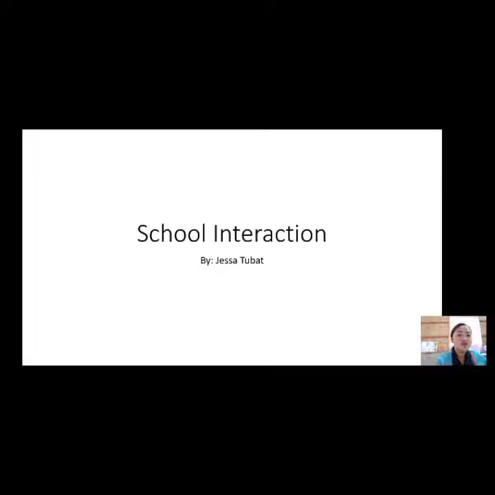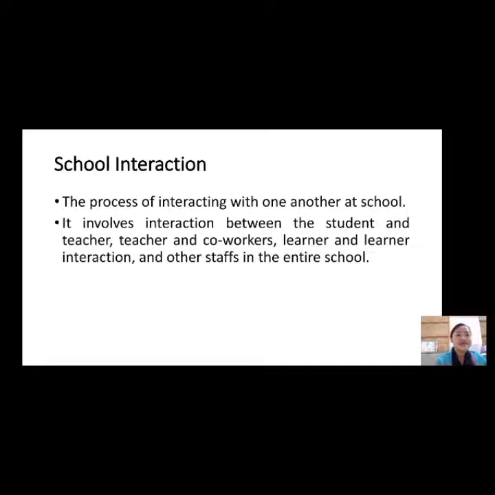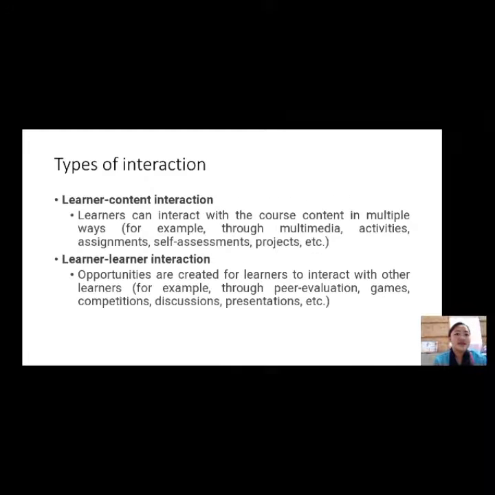As part of Unit 1, defining the basic concepts of school interaction. So let us first define what is school interaction. School interaction is the process of interacting with one another at school, meaning to say it is collaborating with one another at school. The root word here is interacting. It involves interaction between the student and teacher, teacher and co-workers, learner and learner interaction, and other staff in the entire school. Let us go over the types of interaction.